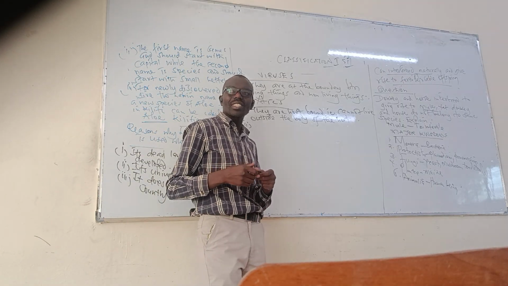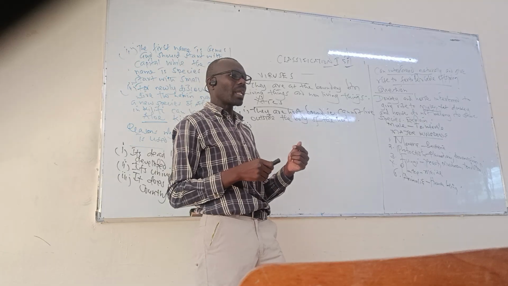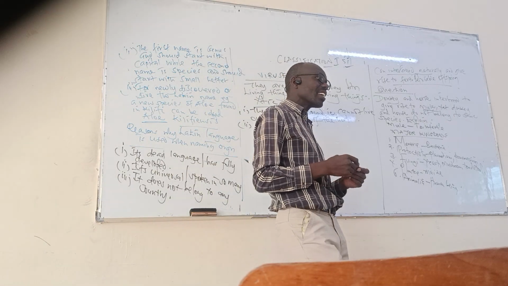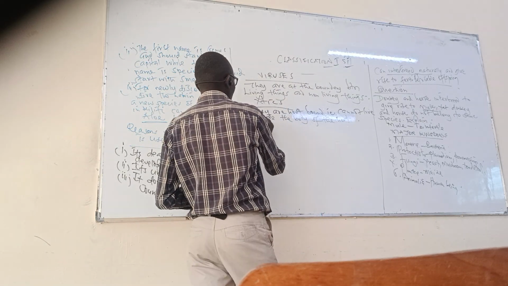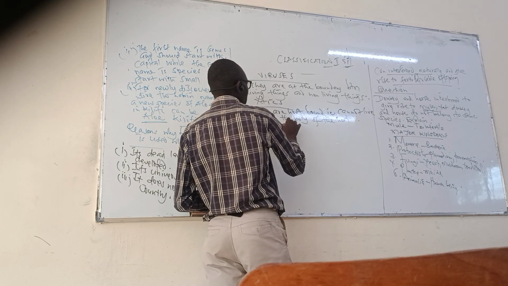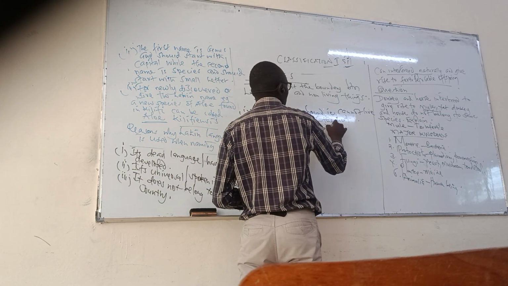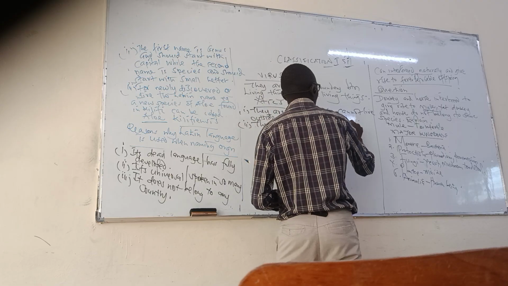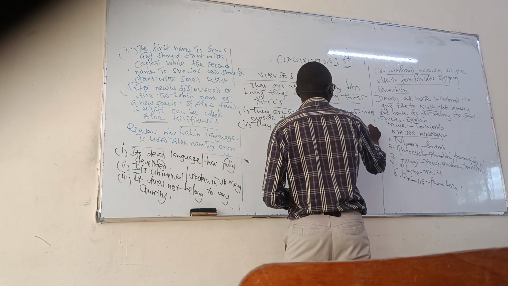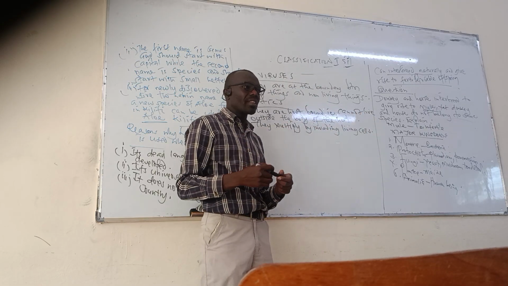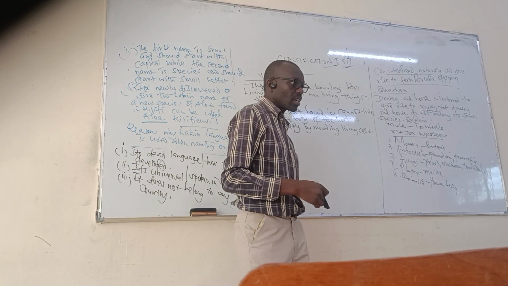Number two is that they multiply by invading living cells. So for them to multiply, they have to attack living cells.